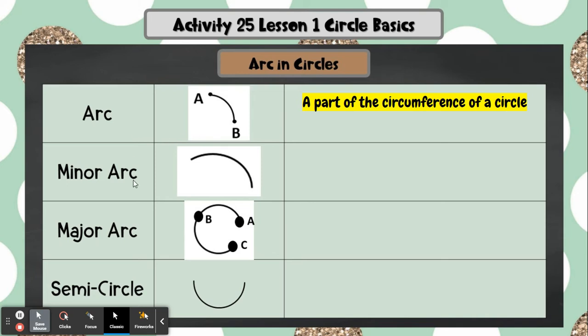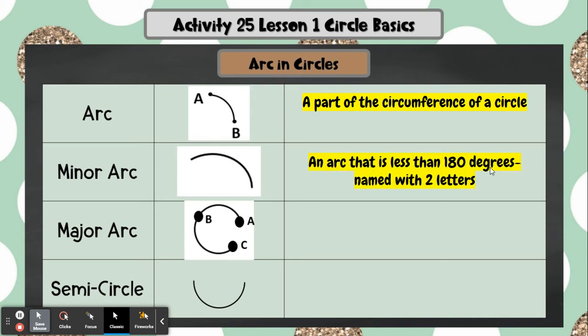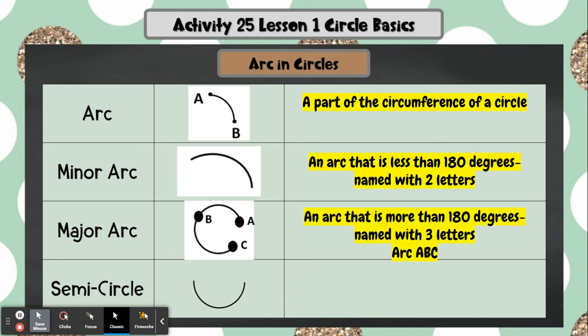Now, there are 3 different types. There's a minor arc that is less than 180 degrees, and we name them with 2 letters. So anytime you see an arc described by 2 letters, and I'll show you that here in a bit, it's a minor arc, and the measurement is going to be less than 180 degrees. A major arc is an arc that is more than 180 degrees, and it's named with 3 letters.